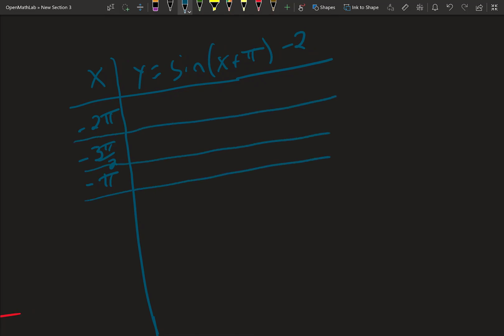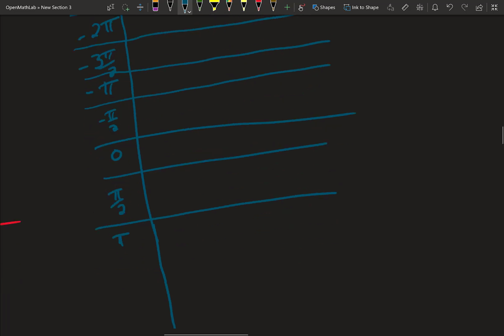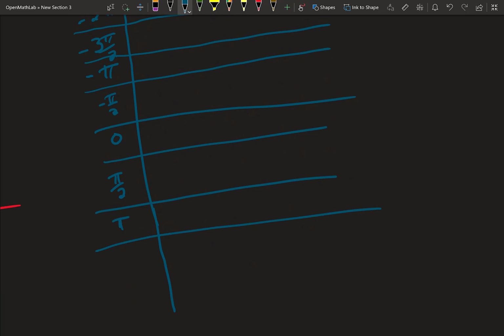So then I'm going to add pi over 2 to get negative pi over 2, then add pi over 2 again to get 0, and then add pi over 2 to get pi over 2, and then add pi over 2 again to get pi. And then that would end my typical period, but since I added 2 in the beginning, I'm going to add 2 more. So this would be 3 pi over 2, and then 2 pi, right?